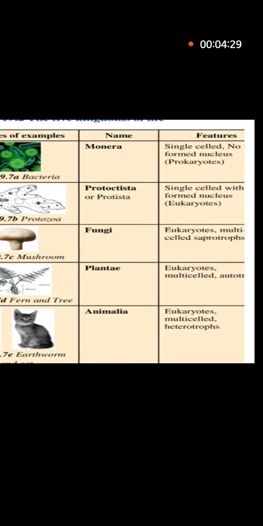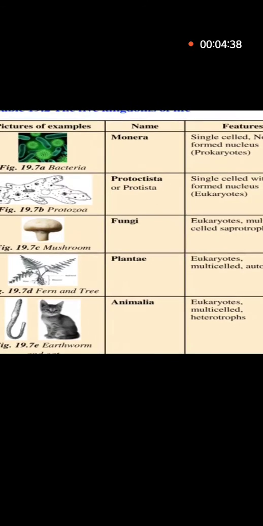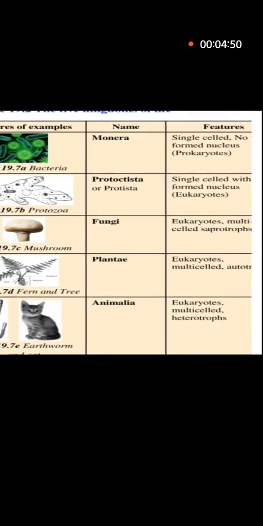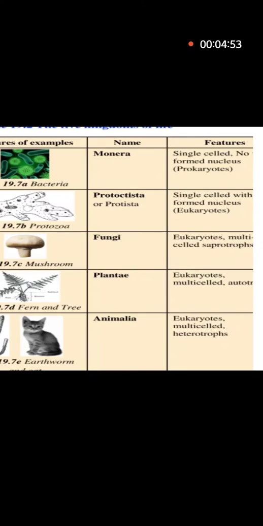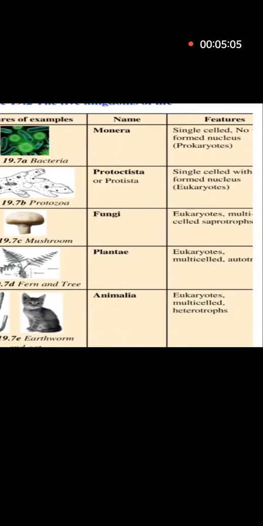Kingdom Fungi is full of eukaryotes as we studied just now, and they are multicellular and are also known as saprophytes. Saprophytes are the ones who live on dead and decaying organisms. For example, mushrooms. The next kingdom, Plantae, contains organisms which are eukaryotes and multicellular, that is they have a true nucleus and are made of many cells, and they are autotrophs. Autotrophs means they prepare food on their own in their body by photosynthesis. So the plants are included in this kingdom.